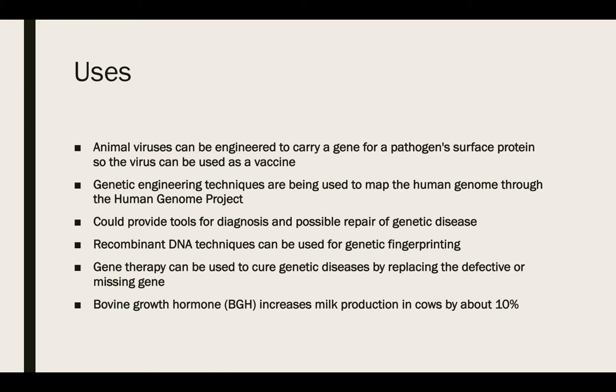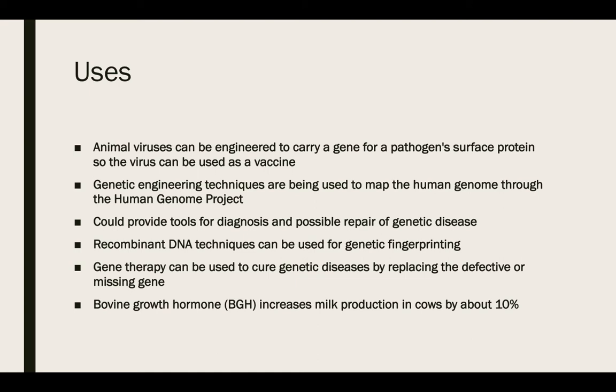The Human Genome Project was a project where we completely mapped every gene in the human body, all the chromosomes, all the genes. We knew everything about it. It took several years to do. This has helped us to provide tools to diagnose and repair genetic diseases. Recombinant DNA can be used for genetic fingerprinting so that we can solve crimes, we can tie people to different genetic traits, and we can do genetic testing. Gene therapy also could be used to cure genetic diseases by replacing defective genes.